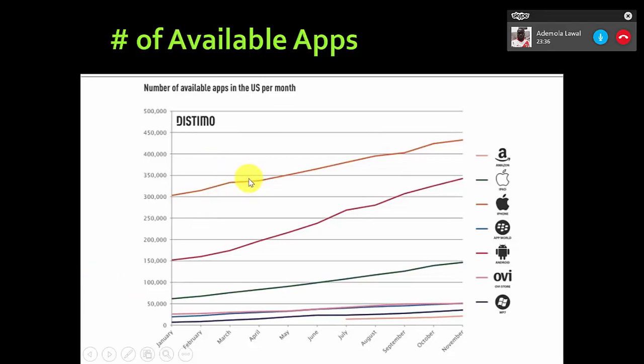Are you taking the US to be the world? The US is not the world. This is giving you a number of available apps in the US per month. Please emphasize that. There's no harm, but don't give the impression that this is what you have globally, although it's a good representation of the global picture. It's good for you to say this is the US data. Please carry on. Okay. Yeah, this is the US data.